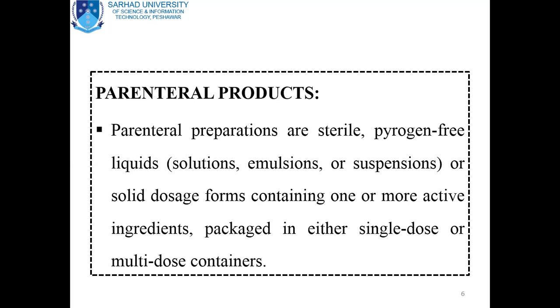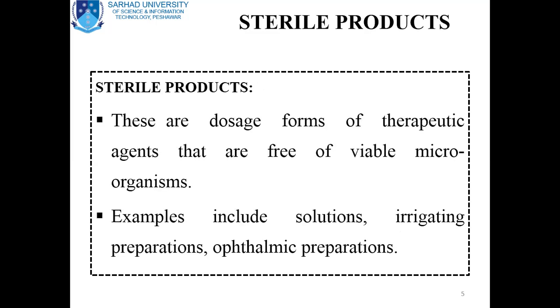Every parenteral is sterile, but every sterile product is not parenteral. The examples include irrigating preparations. These are sterile products, but these are not parenteral ones. Ophthalmic preparations, sometimes injectables, are dispensed in the form of an injection. Ophthalmic injections are available, but sometimes some ophthalmic preparations are sterile, free from microorganism, but are not injected in the eye.